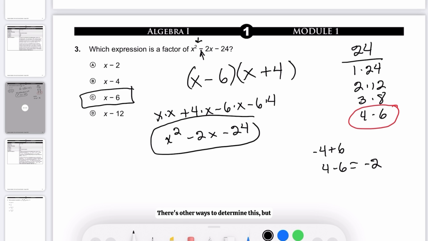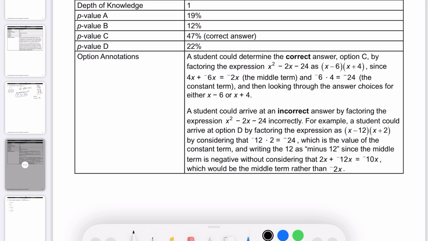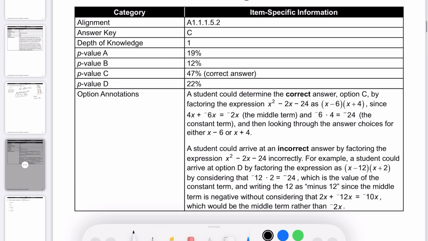There's other ways to determine this, but I'm going to check to see that you wrote yourself some notes. Okay? And then there's the explanation.